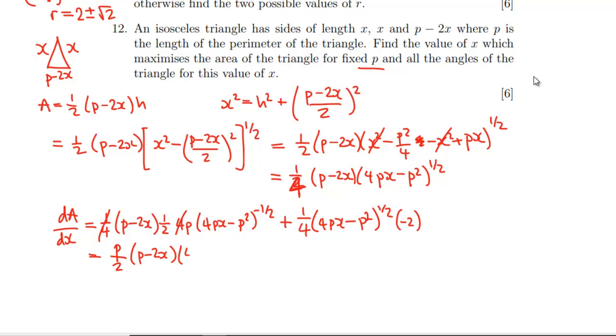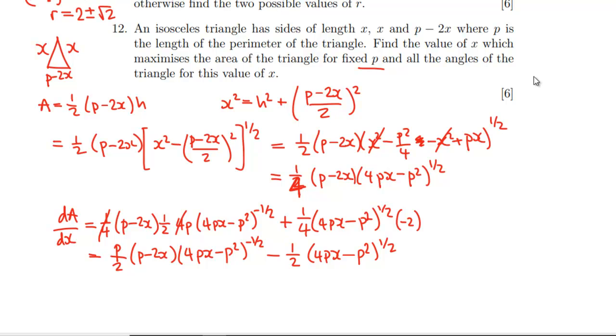This seems overly complicated. Maybe someone's going to have a quicker way of doing this because this doesn't seem very good at all. That's going to be minus a half times 4px minus p squared to a half. Right, so that's our dA dx. We have to set that equal to 0. It might not be that bad, I suppose. We're going to get some various things cancelled.